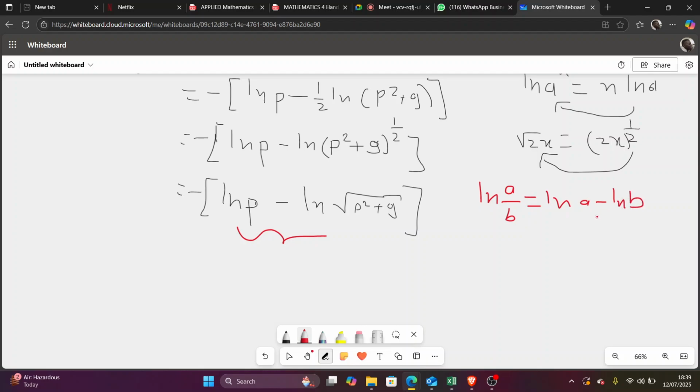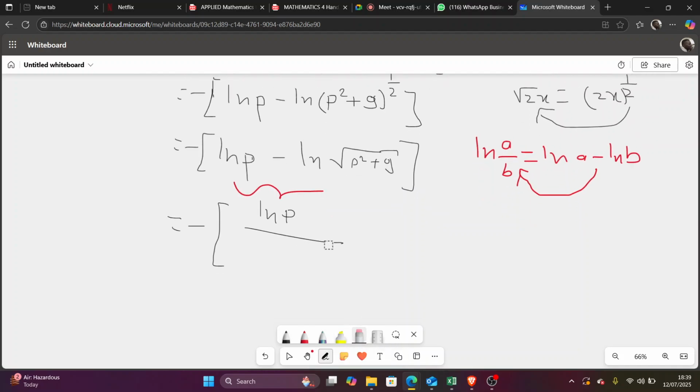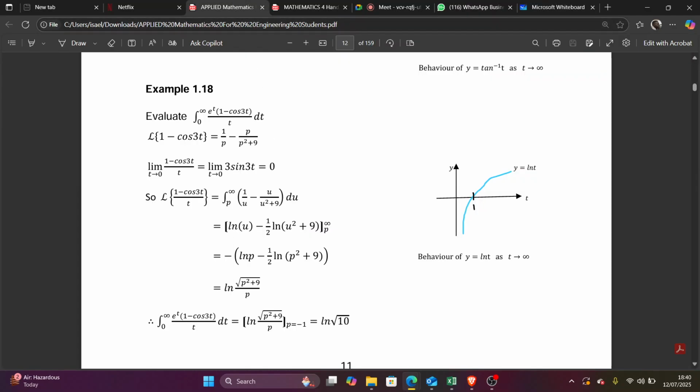So what we are doing is we are moving from this to this. So again, I have minus outside, so I know I can write ln p over ln of root of p square plus 9. I do believe that's what they got at the end. Let's see.